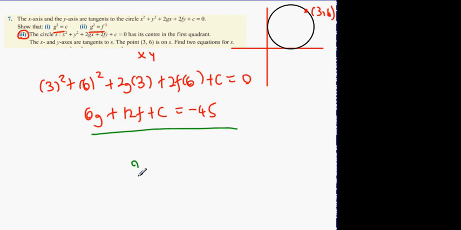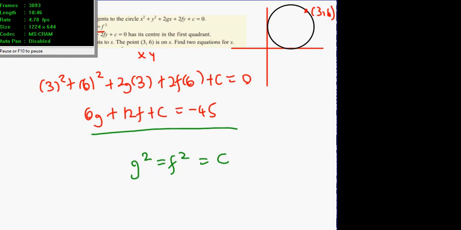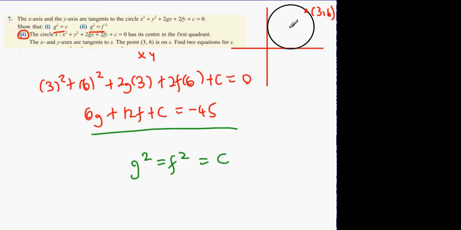The other equation would be g squared equals f squared equals c. Now let's just hold on with this for a second. This also means the centre of the circle is (minus g, minus f). And remember what we said earlier: the centre of the circle could be (1, 1), (2, 2), (3, 3). The x value equals the y value. So because we're told it's in the first quadrant only, we can simply say that g equals f. That's the only thing we have to worry about.